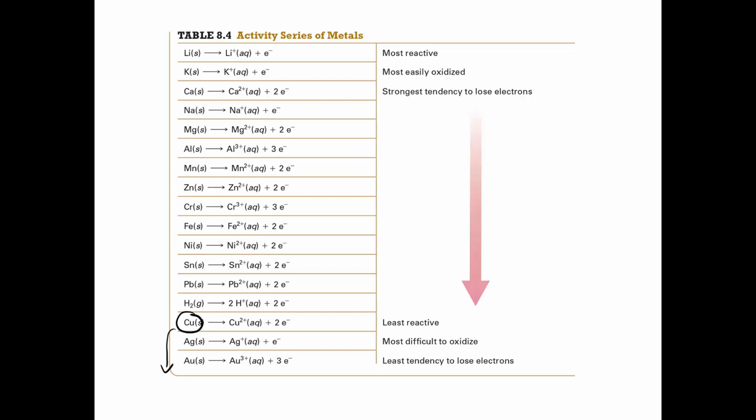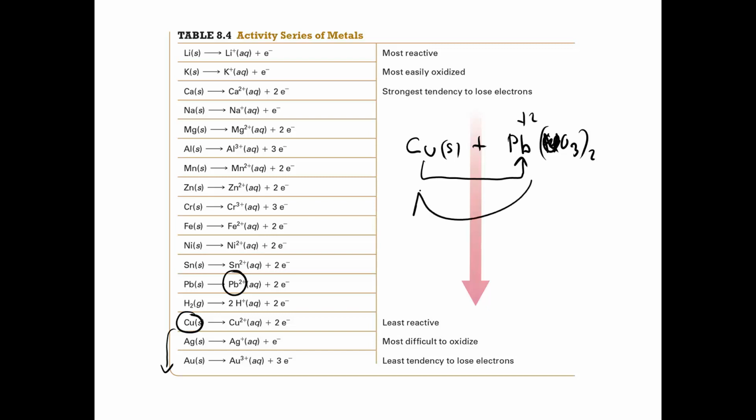And so silver happens to be below. But if you had copper, for example, and lead nitrate, it would not work. Okay? So if you had copper and anything above, like PbCl2, well, that's not soluble. Let's make PbNO3, right? So copper will not reduce lead because lead is above. Okay, lead is more reactive than copper. The other way around, yes.